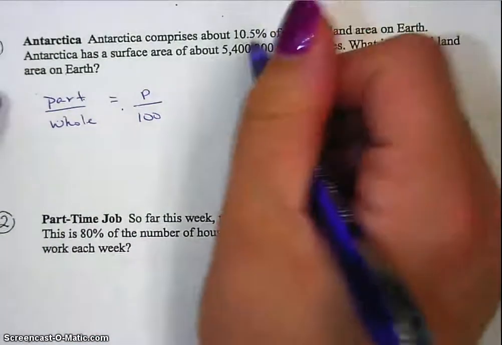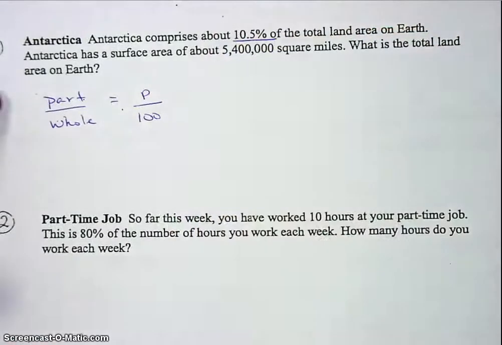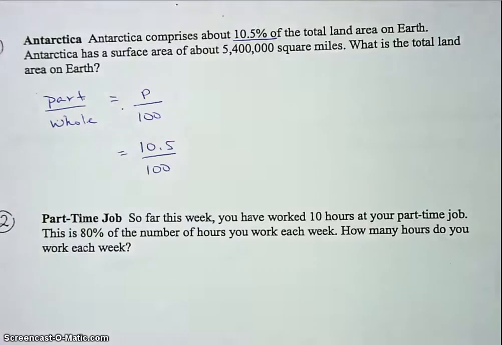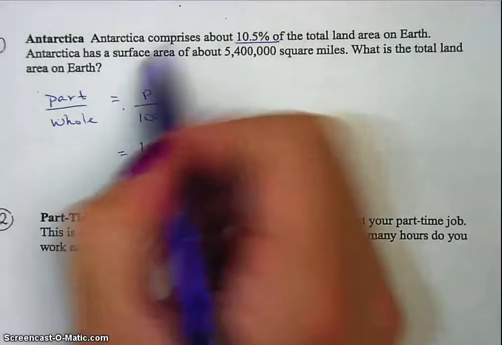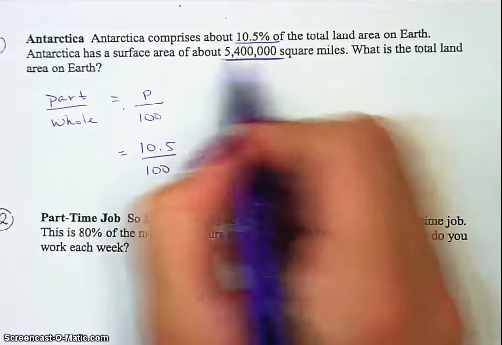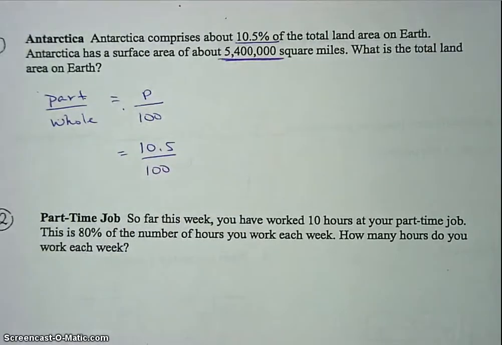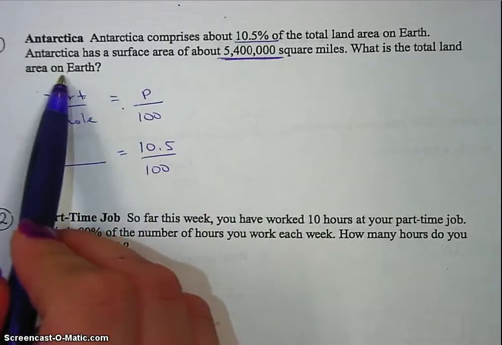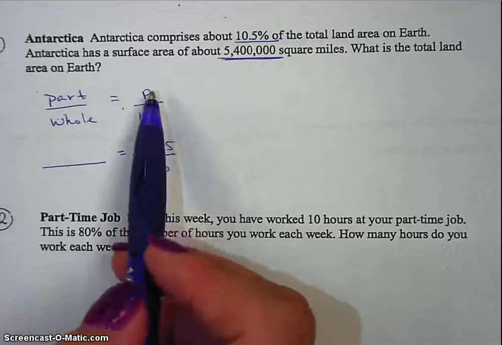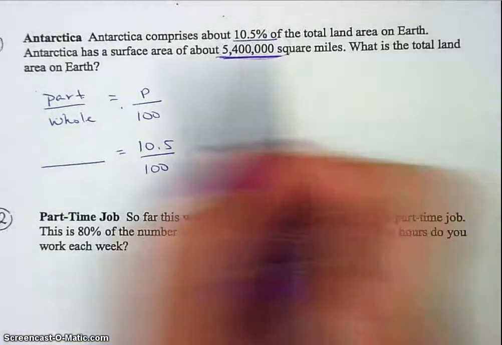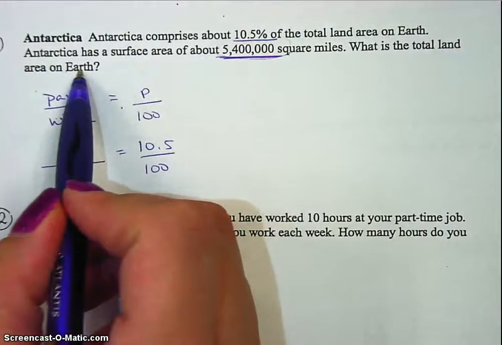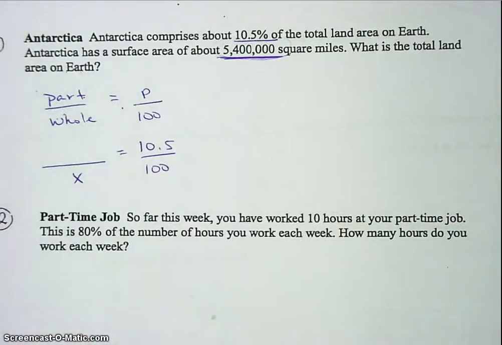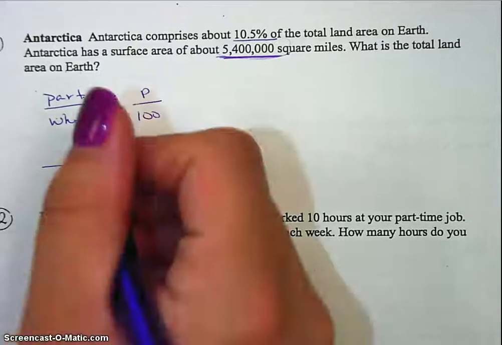So looking up here, I know that Antarctica is 10.5%. So percent is always easy to find. 10.5 goes over 100. It has a little percent sign, makes it a little bit easier. I know Antarctica's land surface area is 5,400,000 square miles. And I'm trying to find the total land on Earth. Well, Earth is a lot bigger than Antarctica. Antarctica is in the Earth, which means this is going to be my part, and whatever the land area on Earth is going to be my whole. So I don't know how much land is on Earth, but I do know how much surface area is in Antarctica. So I'm going to put that on top.